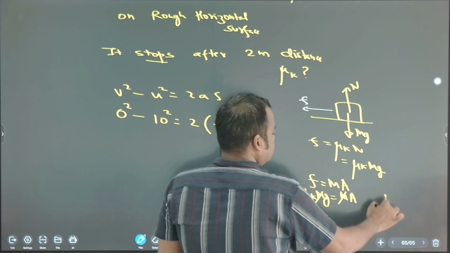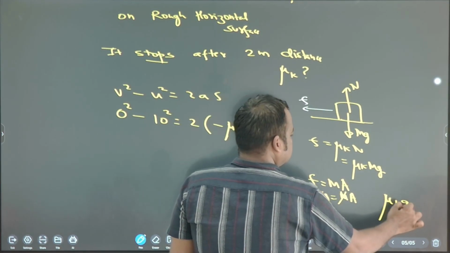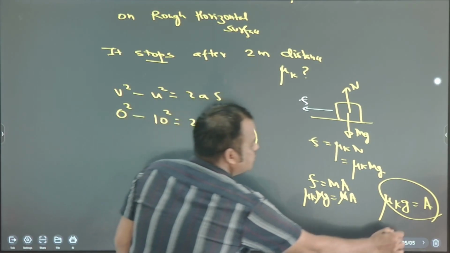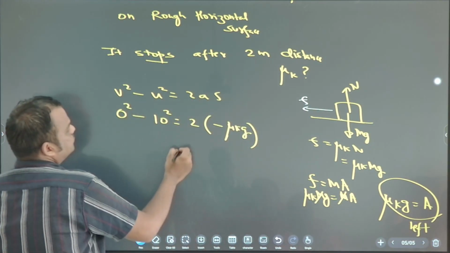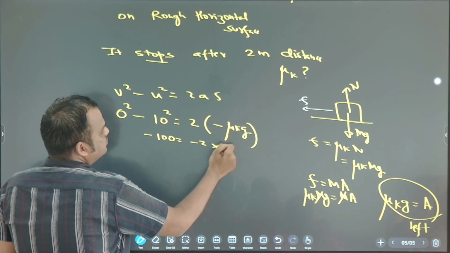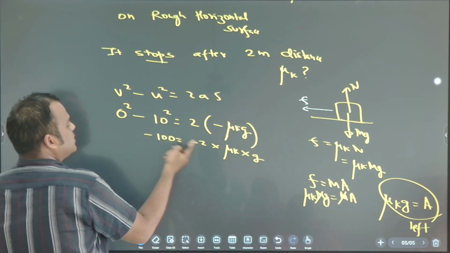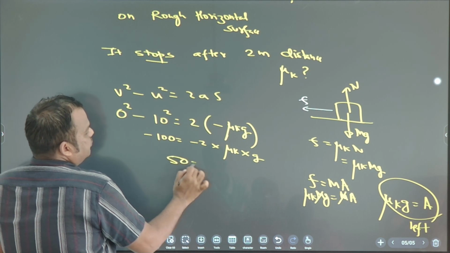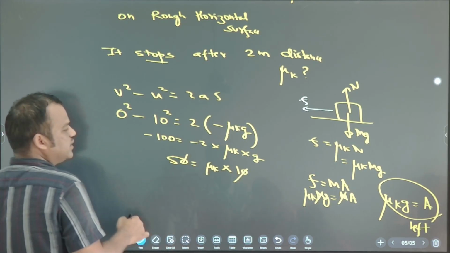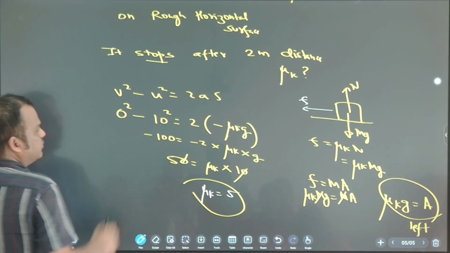Mass cancels. So mu k into g is equal to a, left side. Understood? So minus 100 is equal to minus 2 into mu k into g. Minus minus cancel. 50 is equal to 10 into mu k. 10, 10 cancel. So the answer is 5. Note down: mu k is equal to 5.